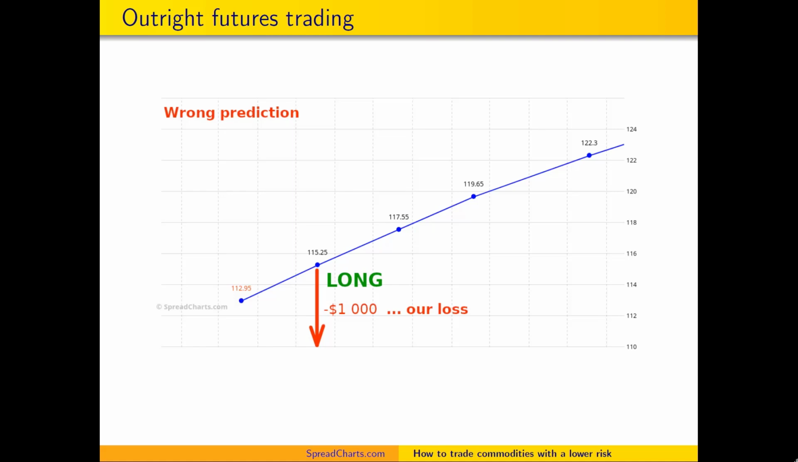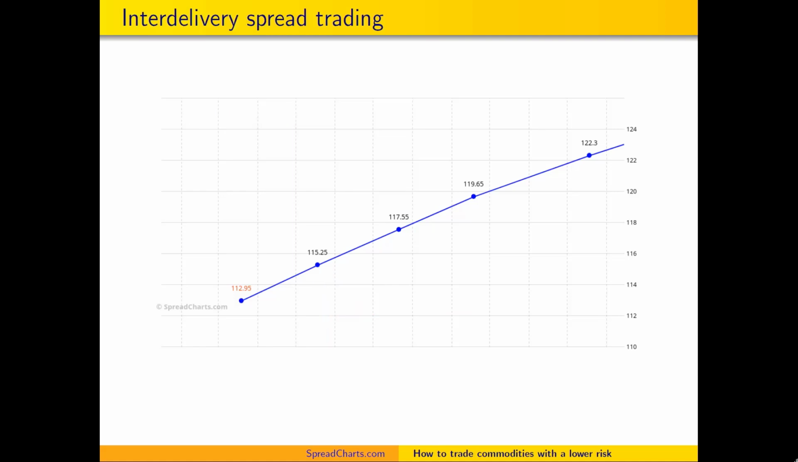And now replay the exact same situation as a spread trader. We expect the commodity price to increase, so we buy a futures contract. But the point of spread trading is that we open a short position against our long position. If our prediction is correct and the price goes up, we make $1,000 on the long position. However, we lose $800 on the short position.